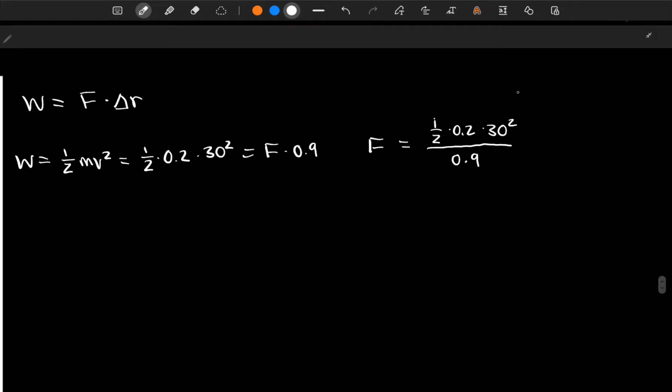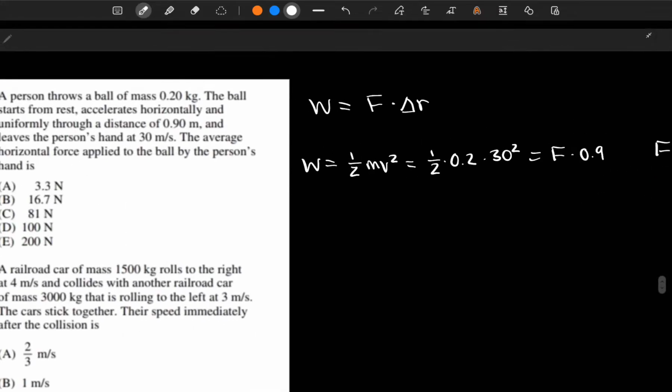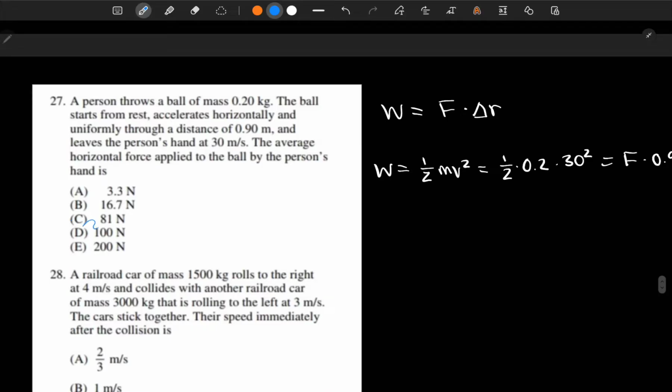This can be rewritten as 30 squared over 9. And 30 squared over 9 is equal to 3 squared times 10 squared over 9. Well, 3 squared is 9, so these things cancel. And we're left with 10 squared, which is equal to 100 newtons. So the answer here is D.